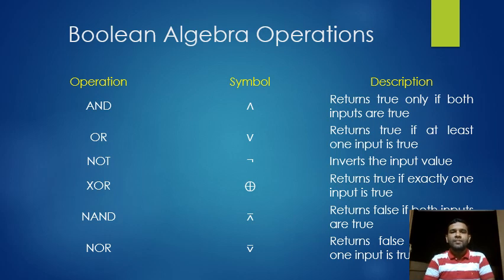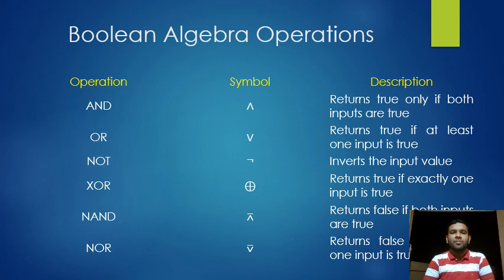Now, let us see some of the Boolean algebra operations. First is the AND operation, which is given by the symbol as described here. The description of the AND operation is: the operation returns true only if both inputs are true. When both the inputs that go into the AND gate are true, then true is returned from the operation.